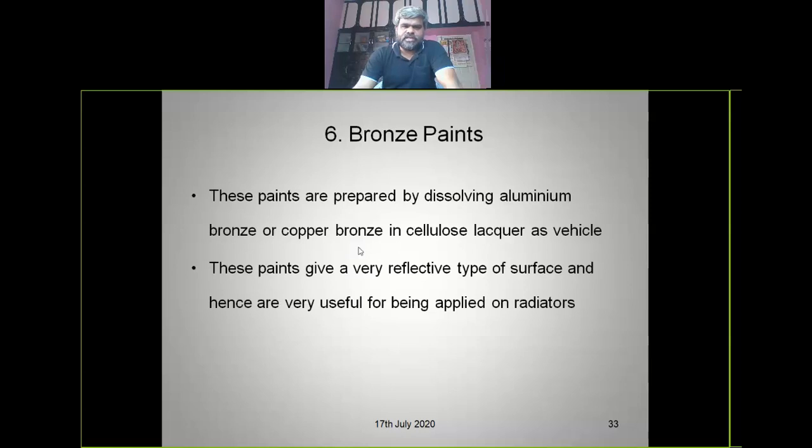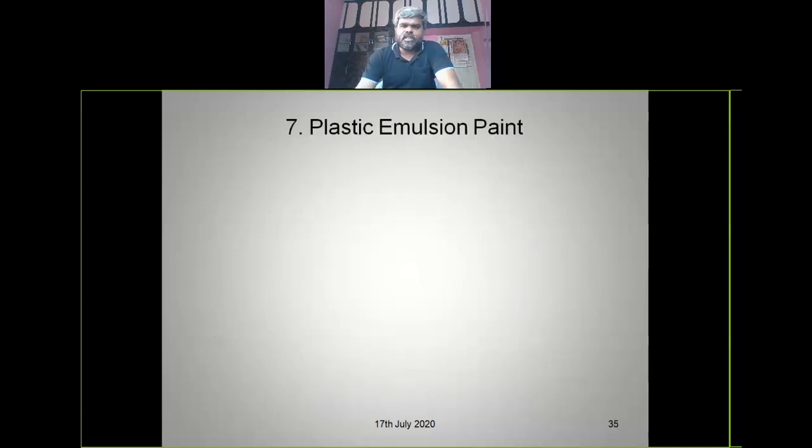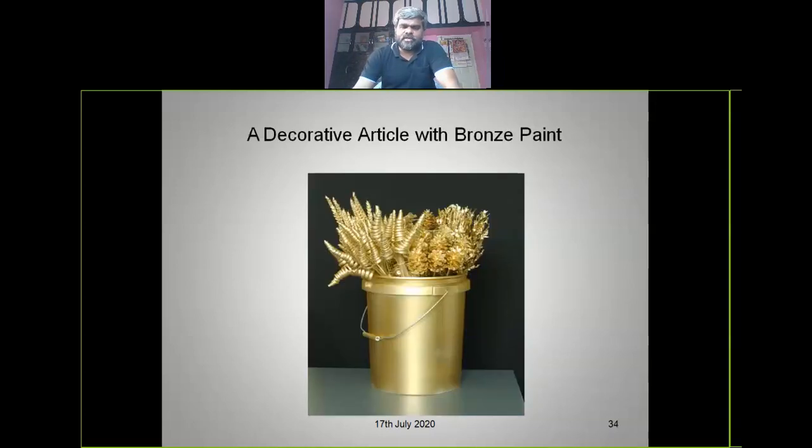Bronze paints are prepared by dissolving aluminum bronze. These paints have a very reflective surface and are very useful for being applied on radiators. They are also used for interior and exterior metallic surfaces as a decorative article with bronze paint.